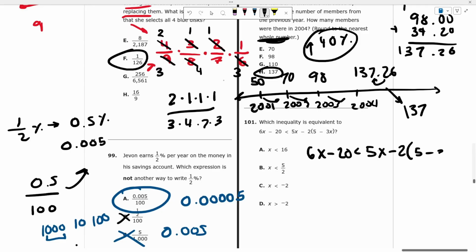Number 101 says which inequality is equivalent to 6x minus 20 is less than 5x minus 2 times 5 minus 3x. So this is the exact same thing as if there was an equal sign here. So you need to get x on one side and the numbers on the other side. So treat it like that. Here on this side, we can't combine like terms yet. So we just have 6x minus 20 is less than 5x.